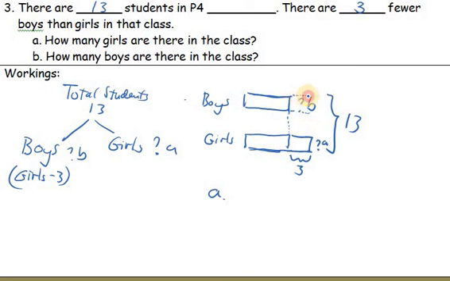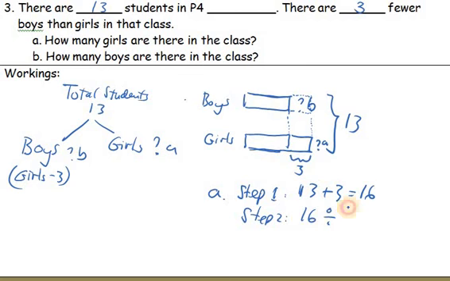If we plus 3 over here, let me draw this dotted bar, then we will have the same amount. If I add 3 to the boys, then the number of boys and the number of girls are the same. So this is what I need to do. Step 1, I have 13 plus 3, which is 16. Step 2, after I add, we have 2 equal parts, boys and girls are the same. So I take the 16 from step 1 and divide by 2 equal parts, then this is 8. So the number of girls is 8.